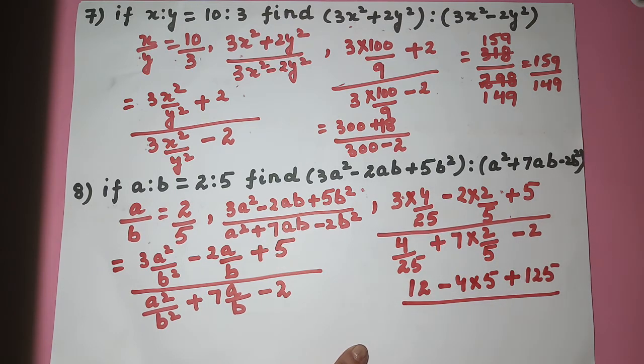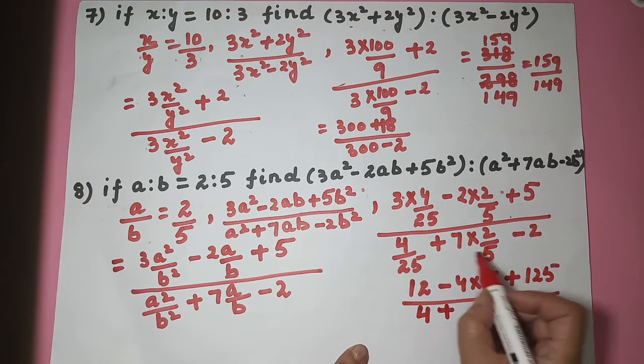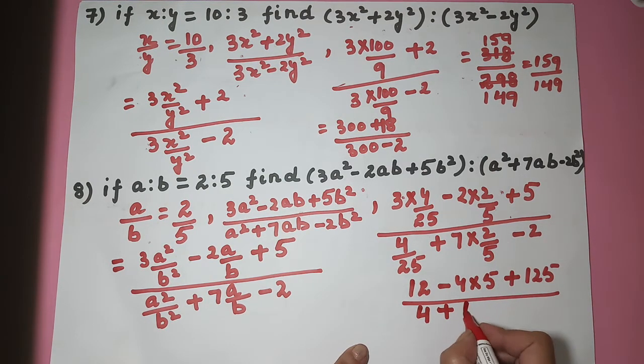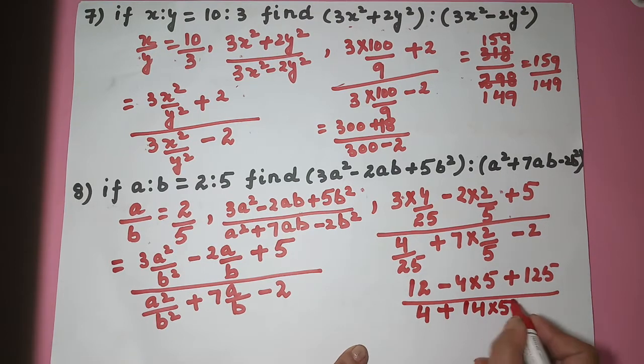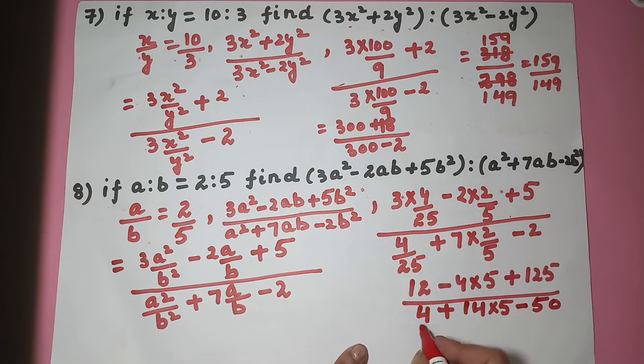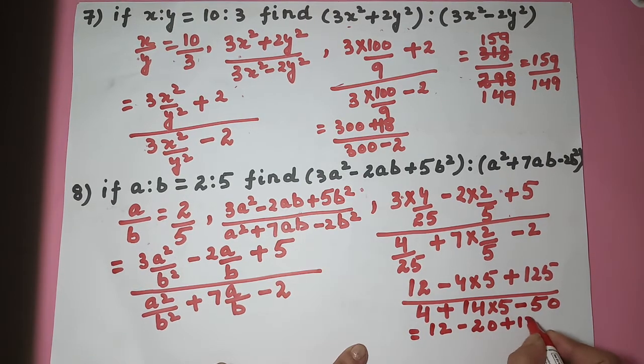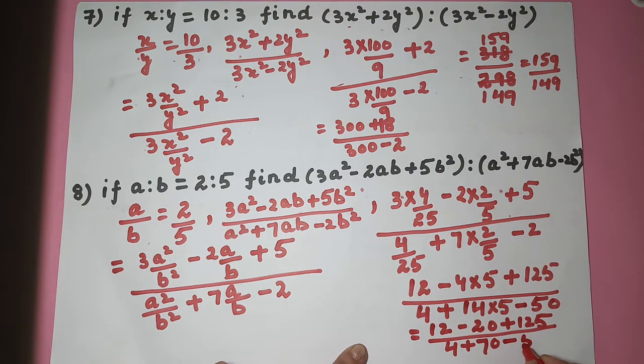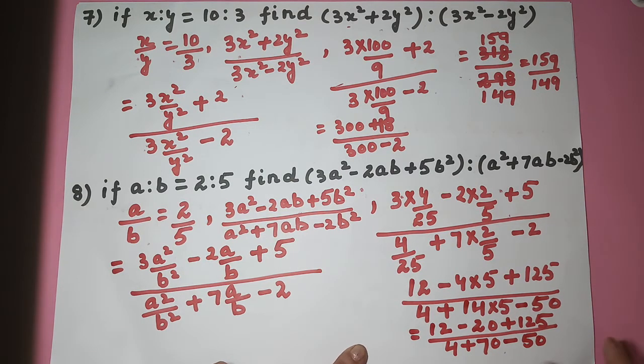25 and 25 will go. I am only left with 4 plus 14 into 5 and then minus 50. So now you can solve this. This is 12 minus 20 plus 125 divided by 4 plus 70 minus 50. You can simplify this and get the answer, right?